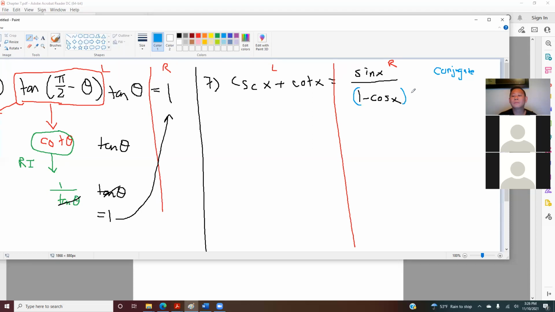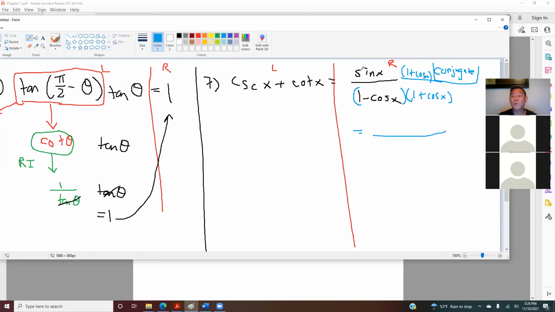1 minus cosine x? No, that's not the conjugate. Plus. This is 1 plus cosine x. Okay. And then the bottom one also is 1 plus cosine x. So in this case, we do need to multiply by its conjugate, or sometimes we call it the well-chosen one.